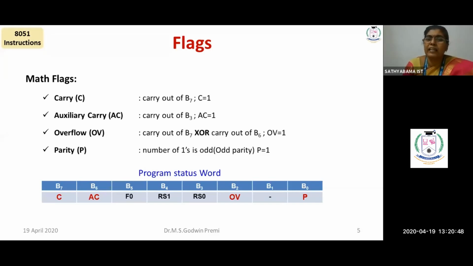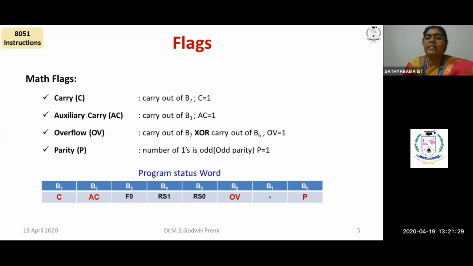Then the auxiliary carry. If there exists a carry out of bit 3, it is represented in bit 6, B6, the 7th bit, auxiliary carry AC. This auxiliary carry is very much used in BCD operations. The next math flag is the overflow flag. The overflow flag is expressed in the program status word by bit 2, B2, as OV. Here, OV or the overflow flag will be set to 1 if the carry out of bit 7 XOR carry out of bit 6 is 1.